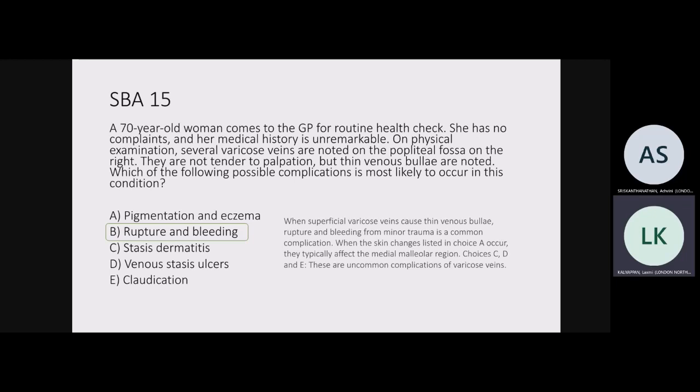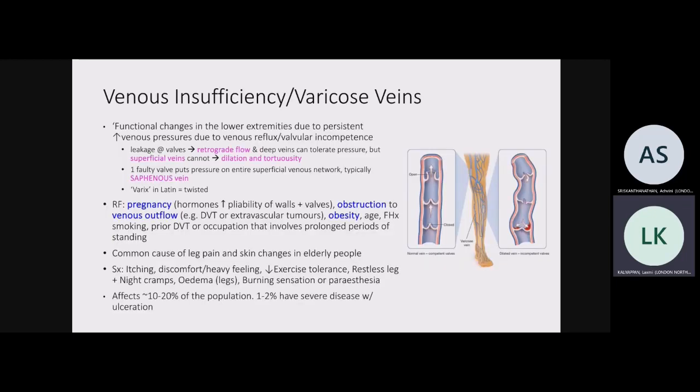So superficial varicose veins can cause these thin bullae, which can rupture and bleed from even minor trauma, and that is a common complication. Okay, skin changes do occur, with the pigmentation and the eczema, but the last three don't tend to come with varicose veins. They're more signs of peripheral venous disease.